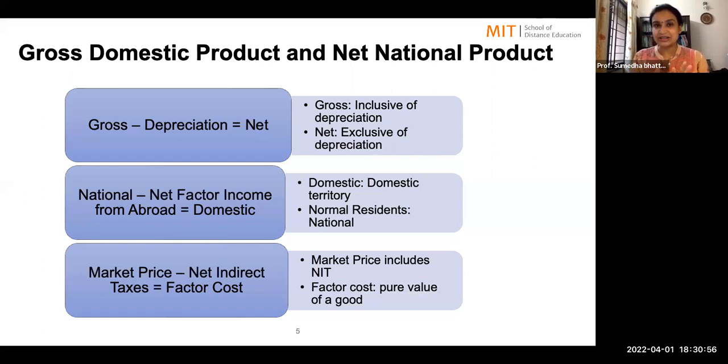Is that better? Is it clear to all? Excuse me, ma'am. Yes, sir. One question. Yes, sir. Is agricultural product also included to calculate GDP? Yes, yes, sir. I'll move to the next slide. That will give you a better idea as to how it is calculated.